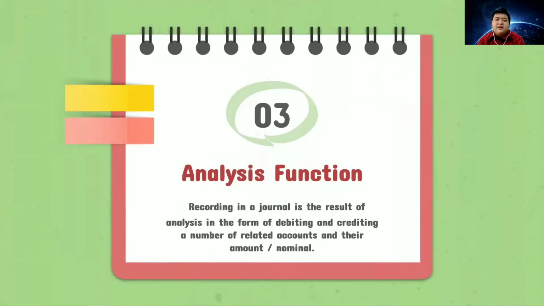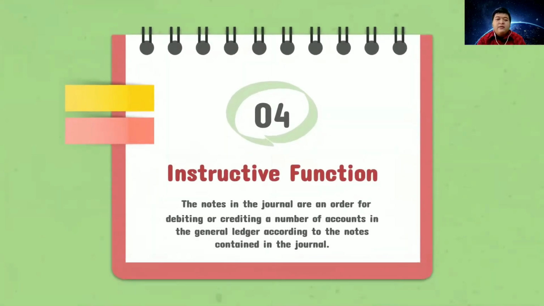The third function is analysis function. Recording in a journal is the result of analysis in the form of debiting and crediting a number of related accounts and their amount or nominal. The fourth, instructive function. The notes in the journal are an order for debiting or crediting a number of accounts in the journal and in the general ledger according to the notes contained in the journal.